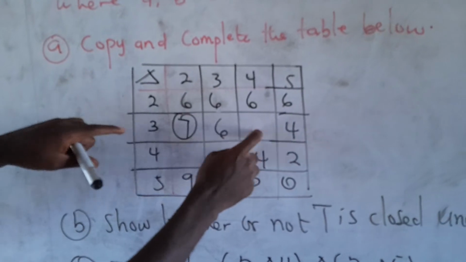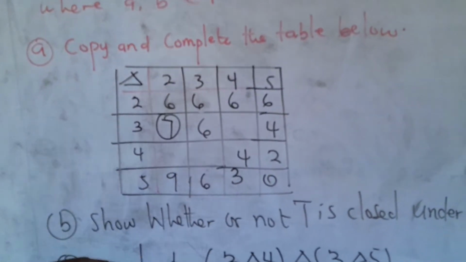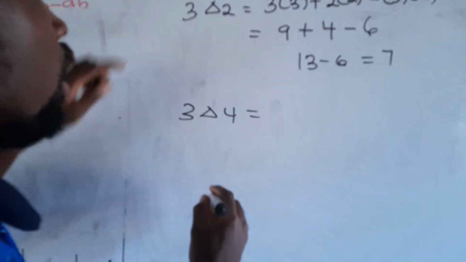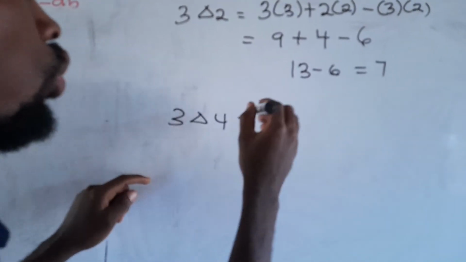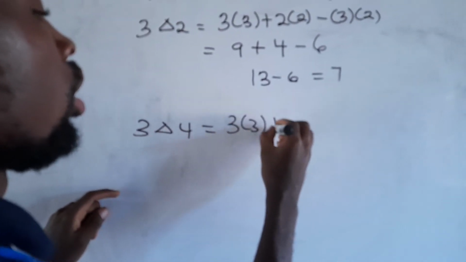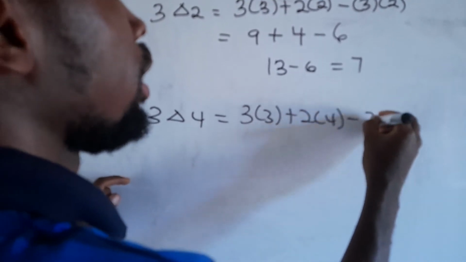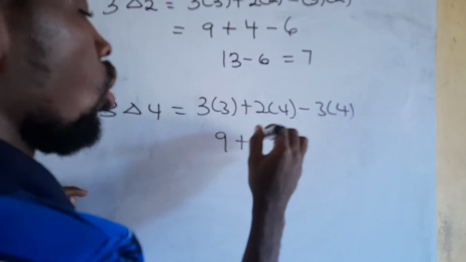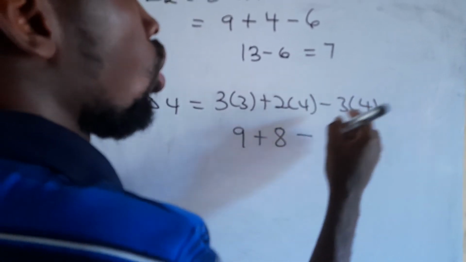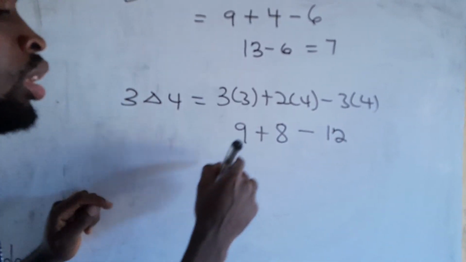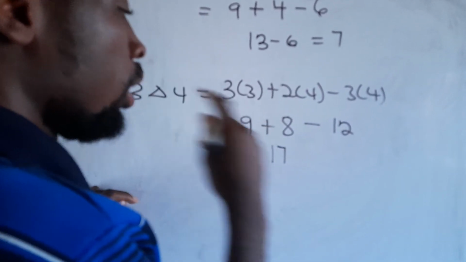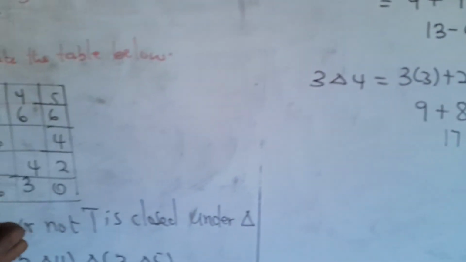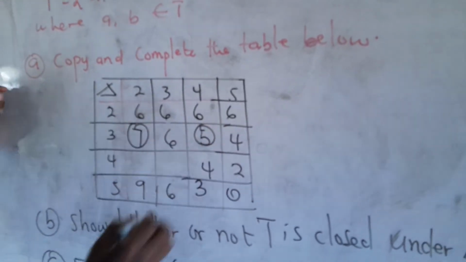The next thing is this. That's 3 delta 4. So how do we do that? Our 3 delta 4 will be equal to, any place we see A, we substitute 3 and B we substitute 4. We have 3 times 3 plus 2 times 4 minus 3 times 4. 3 times 3 is 9. 2 times 4 is 8. 3 times 4 is 12. 9 plus 8, that's 17. 17 minus 12, that will be 5. So we just write 5 here to complete our table.